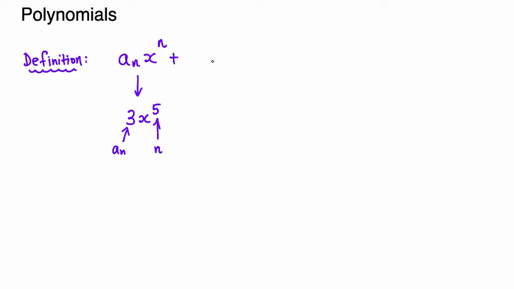And then you add your next term. So I'll call that a_(n-1). That would be your next coefficient, so maybe 2. And then x^(n-1), which would be, say, x^4. So n is 5, and now n minus 1 is 4. And then this pattern continues.